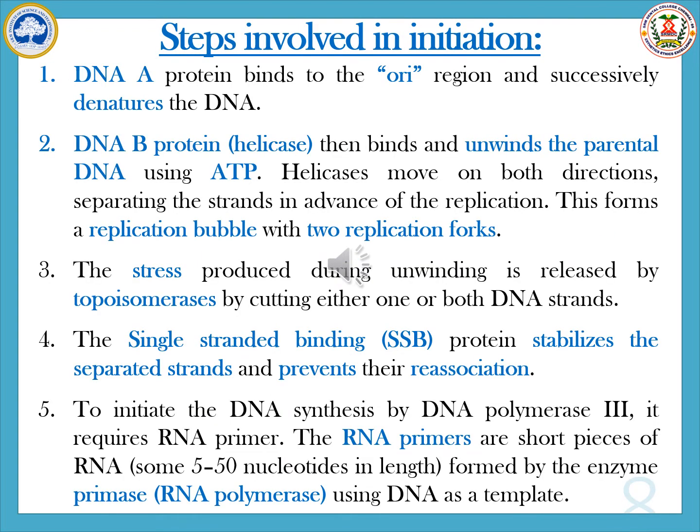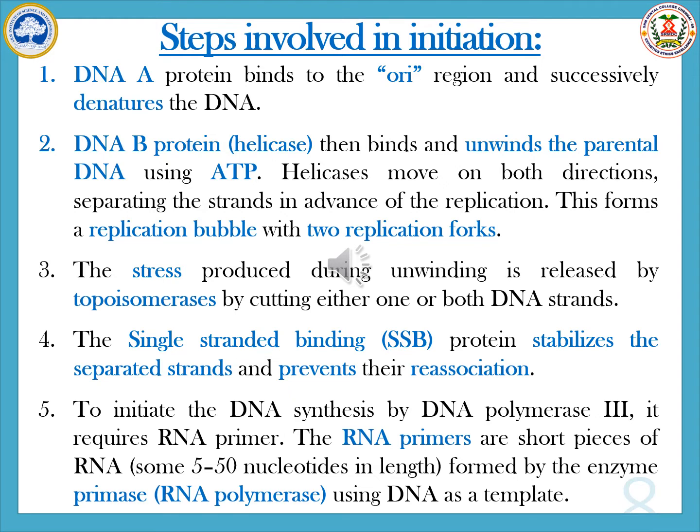The various steps involved in the initiation process are given here. This involves different proteins and enzymes. The first is DNA-A, which is a protein that binds to the ORI region. ORI is nothing but the origin of replication region, and it successfully denatures the DNA. After the DNA denaturation, DNA B, that is a DNA helicase protein, binds and unwinds the parental DNA using energy in the form of ATP. The helicase enzyme moves in both directions in order to form a proper unwinding, resulting in the formation of a replication bubble and two replication forks.